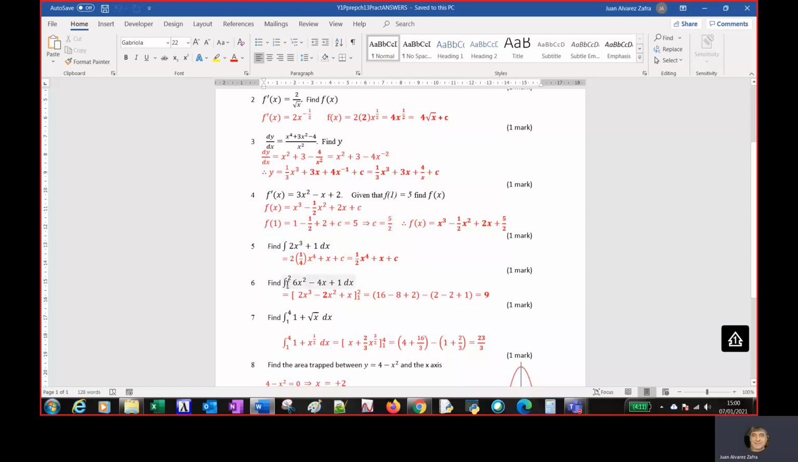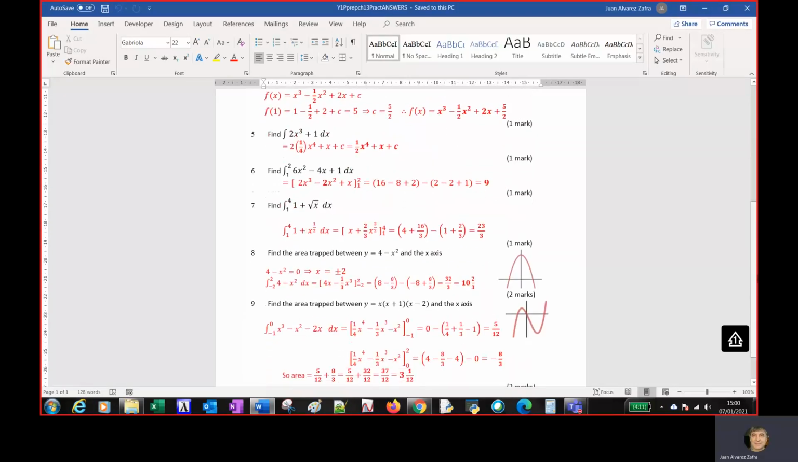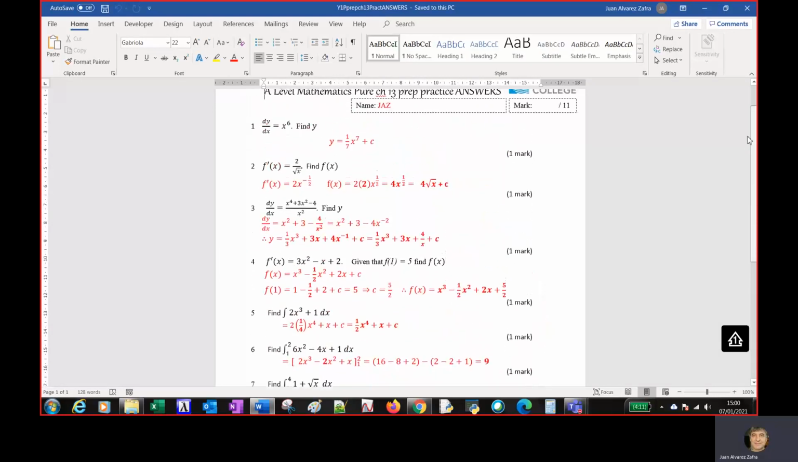In question 6, we have limits, which basically means we integrate and then we put in the top limit, subtracting, putting in the bottom limit. And then in question 8 and 9, we see that this actually is what we do in order to find areas. I call them pseudo areas because they can be negative. Okay, so let's have a look at each of the individual questions.